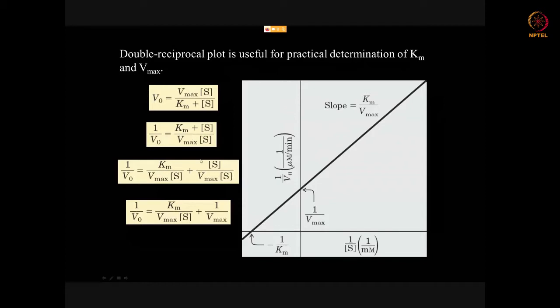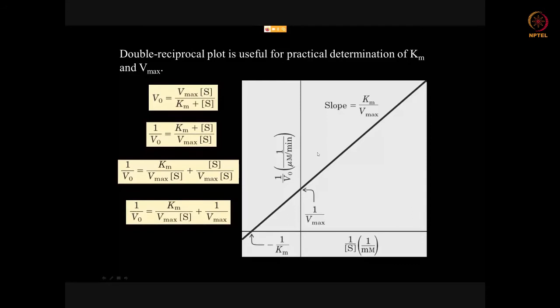Now, if you split this up, it becomes Km by Vmax S plus S by this, so this cancels, and it becomes 1 by Vmax. So this becomes like the equation for a straight line, y equals mx plus c. So this is the constant, this is c, Km by Vmax will be m, and 1 by S will be the x. So y equals mx plus c, that's the equation for a straight line.